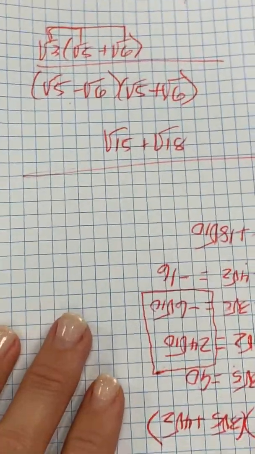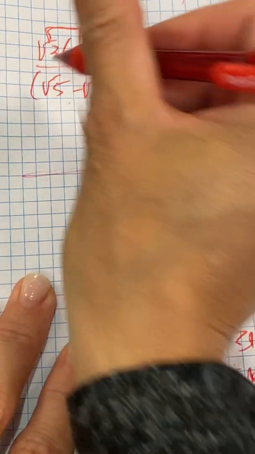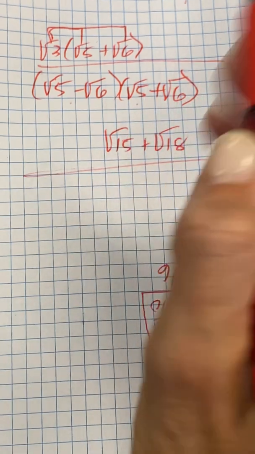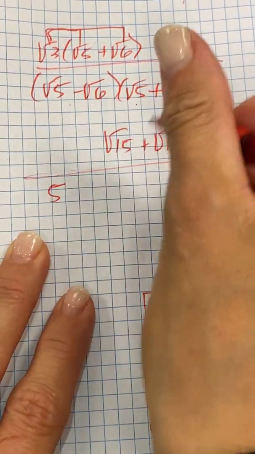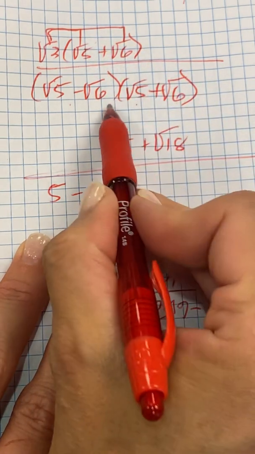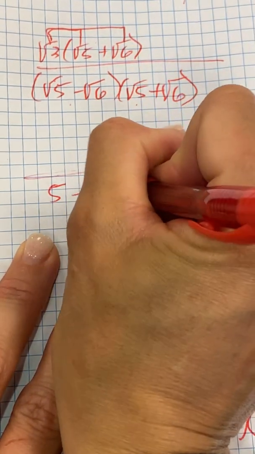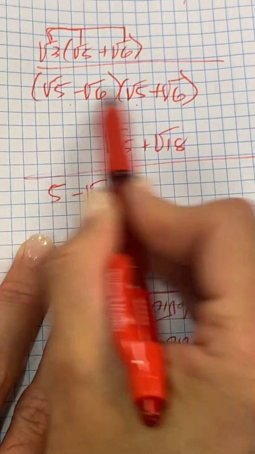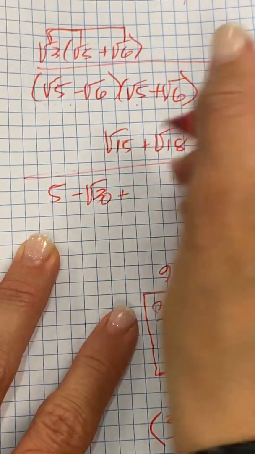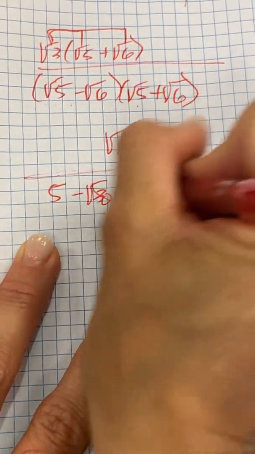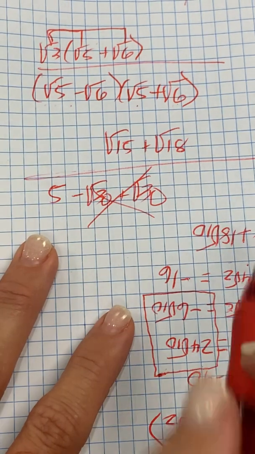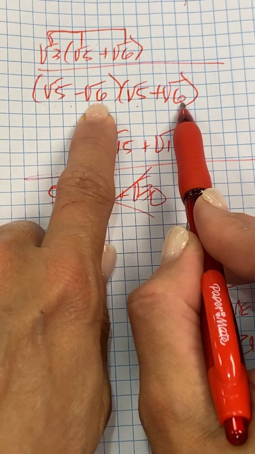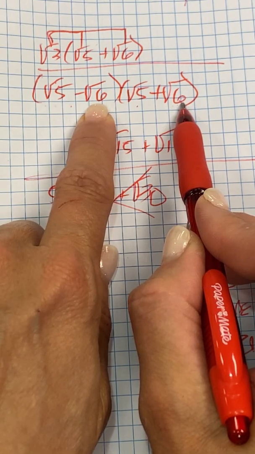All right, the bottom. Square root of 5 times the square root of 5 is just 5. The first term is just 5. The inside is negative square root of 30. The outside should be positive square root of 30, right? Aren't those going to cancel out? That's what we want to happen. And then the last terms, square root of 36, which is just 6, so negative 6.